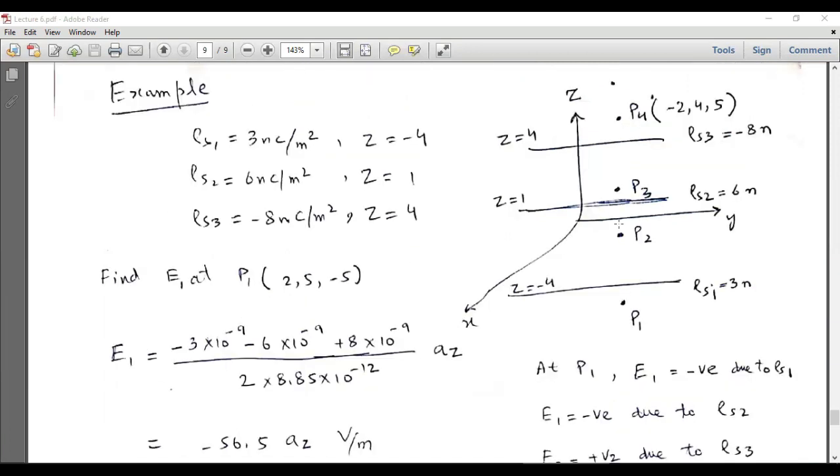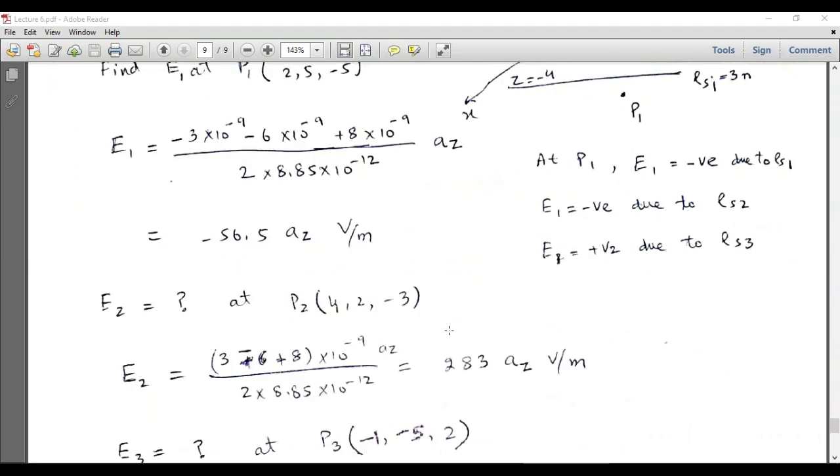So this is our point P2, and now at this point the electric field due to this sheet is positive, it will be upward, so it will be used as plus 3. Due to this sheet it will be along negative z axis, so it will be minus 6, and due to this sheet again it will be upward because this is a negative charge, so it will also be positive. So 8, minus 6, and plus 3, these will be the signs which will be used. Rest of the calculation is same, and at the end we will get 283 AZ volts per meter.